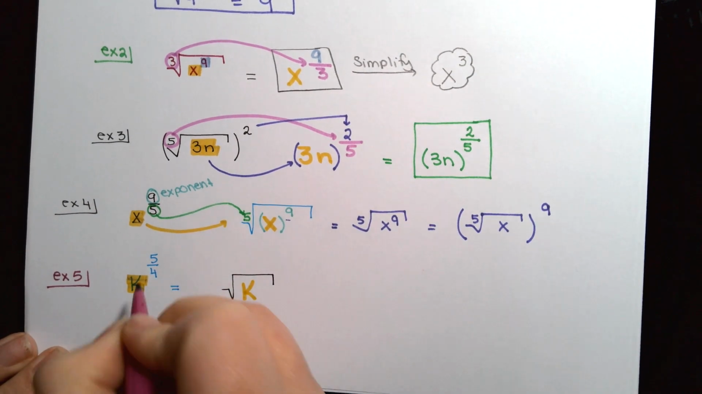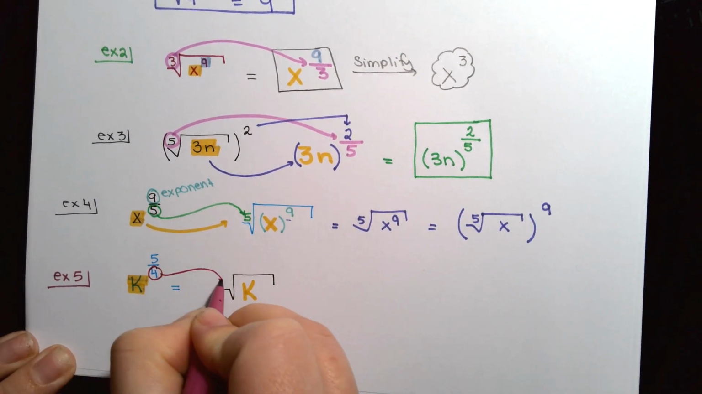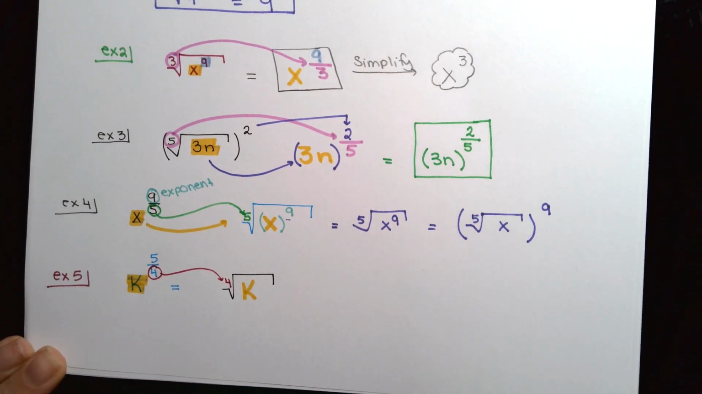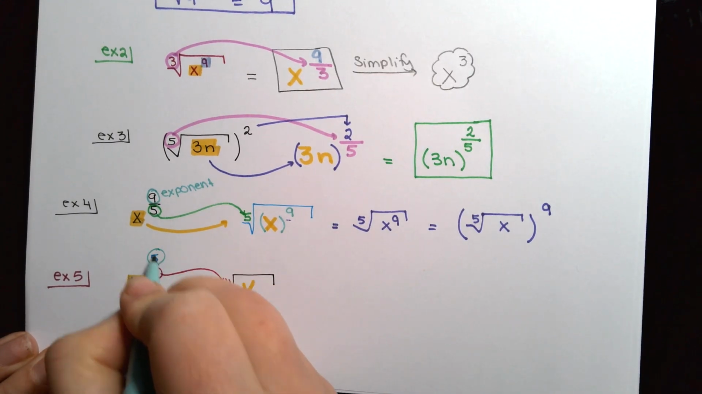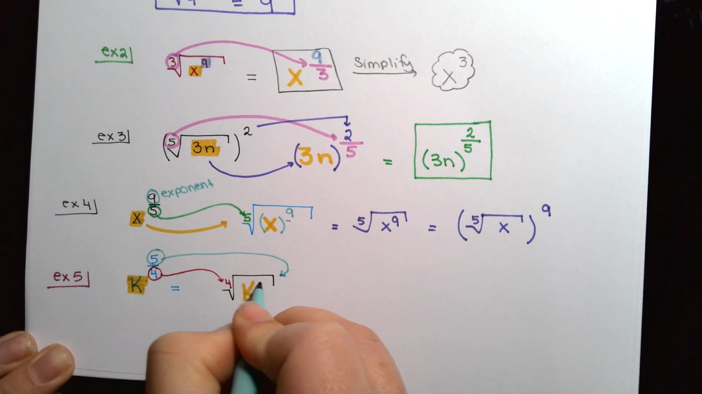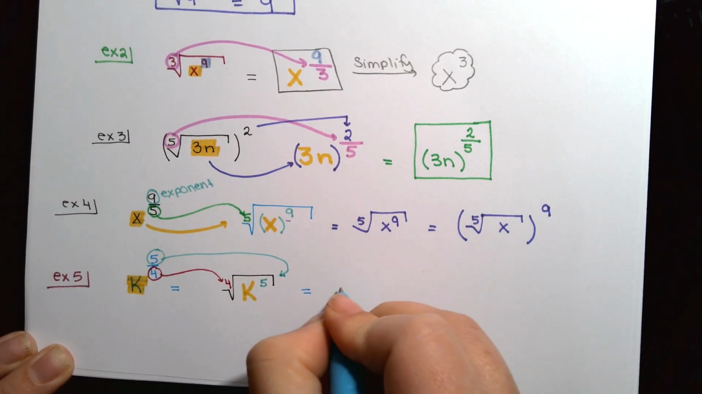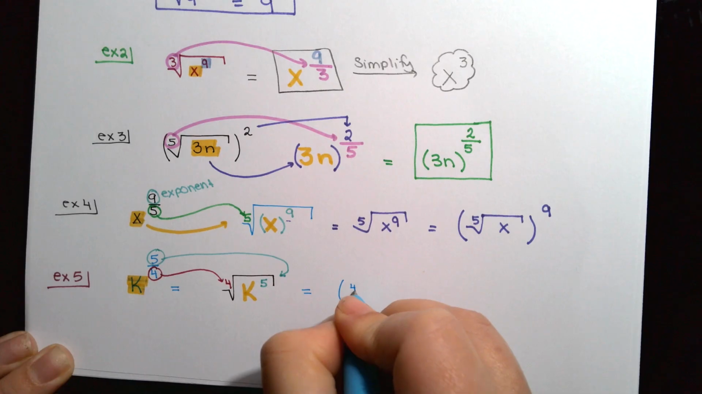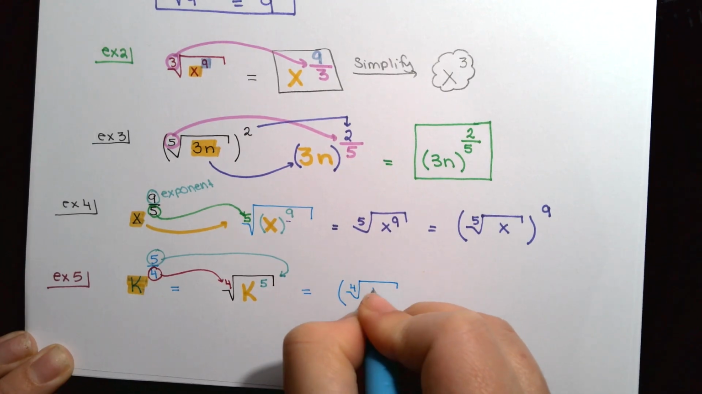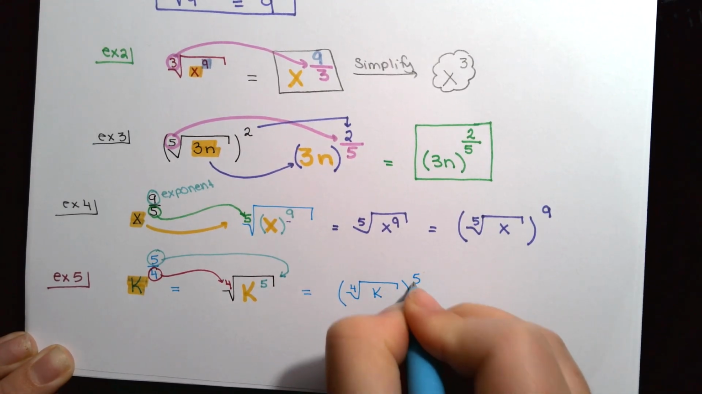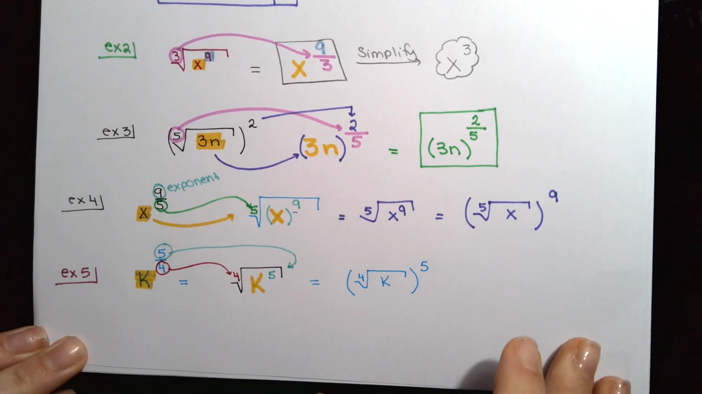The denominator is always our index. So we have an index of 4. What's always on top? Well, always on top is our exponent. So we have a choice to make. We either write it inside as an exponent, or you can write parentheses, index of 4, k is our base, and then you can write the exponent of 5 on the outside like this.